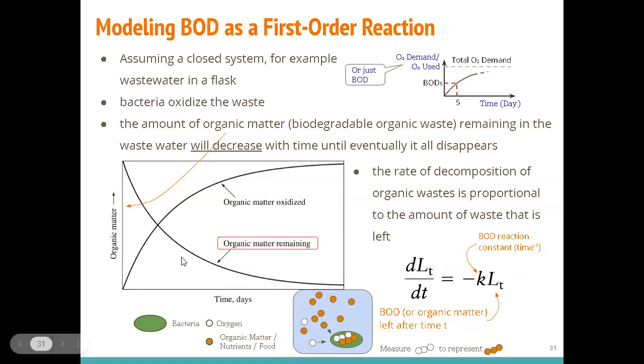So we can express that in math by relating the speed of change with the concentration itself. Again, this LT is representing the amount of the brown dots, organic matter. Okay, and we put a negative here because this is decreasing over time. And K is a constant relating these two, the speed and the amount itself. BOD reaction constant, okay.